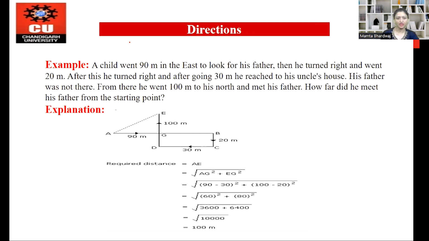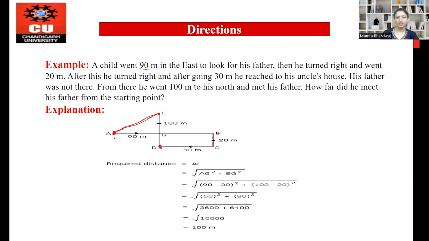Again, we have to check the direction. A child went 90 meters in the east direction. If we assume this is the initial point, he went 90 meters east, turned right and went 20, then again turned right, and after going 30 meters, he reached his uncle's house. So point D is his uncle's house. His father was not there. From there, he went 100 meters north in this direction. Then he reached point E and met his father there. So how far was he from the starting point? This is the starting point, so we need to find this shortest distance.